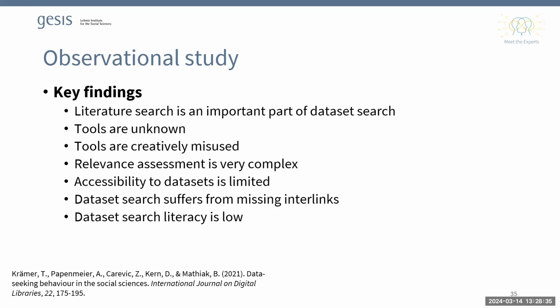So one of the observations from the study is that literature search and data search are connected. Researchers are not really aware how to look for the right data. They do not know exactly the tools, and often they misuse tools, and data is often accessed via publications. But in the end, the link between publications and research data is often explicitly missing, and so people need to search research data on their own, for example by the title.